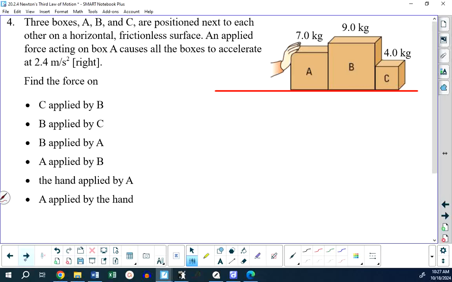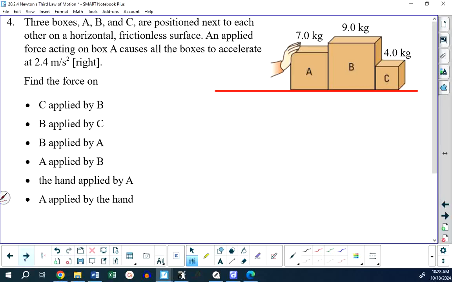Can you confirm that the masses of the 3 boxes on your diagram are the same as this one? Because I retyped it and formatted here. Okay. And can you confirm that the person pushes on box A, which is connected to B and C? Well, they're not connected like glued together, but they're touching each other, right? Can you confirm that the acceleration is 2.4 meters per second squared to the right? Okay. So we are asked to find all kinds of things here.